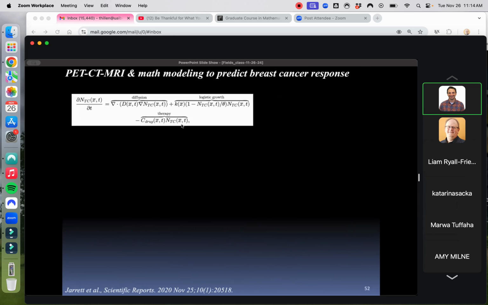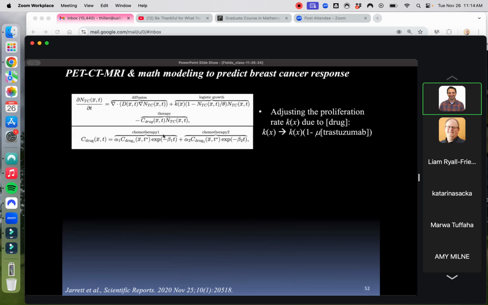Then this is the model that we're using right here. Again, a diffusion term, logistic growth, and then there's our therapy term that's broken up into two pieces. One is the chemotherapy, and one it says chemotherapy, but it should not. It's the trastuzumab component right there.